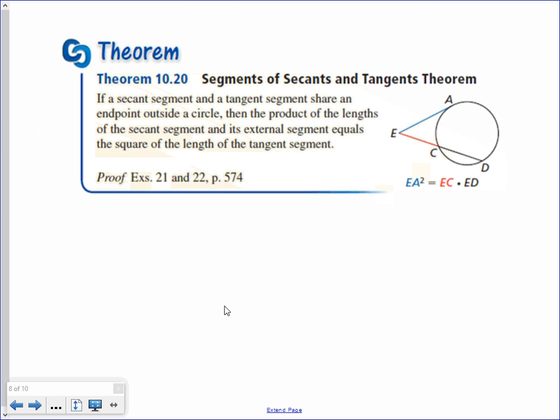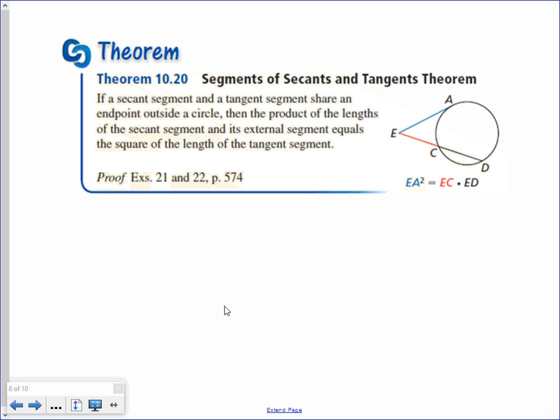All right, last little theorem here is going to be really, really similar to the last one, okay? The only difference is instead of having two secants, like two of them that go through the circle, now we have one secant and one tangent. The tangent goes to the outside of the circle and stops. It's going to work the same way though.